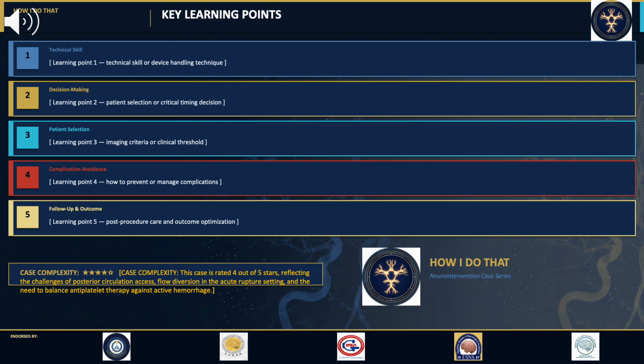Case complexity. This case is rated 4 out of 5 stars, reflecting the challenges of posterior circulation access, flow diversion in the acute rupture setting, and the need to balance antiplatelet therapy against active hemorrhage.